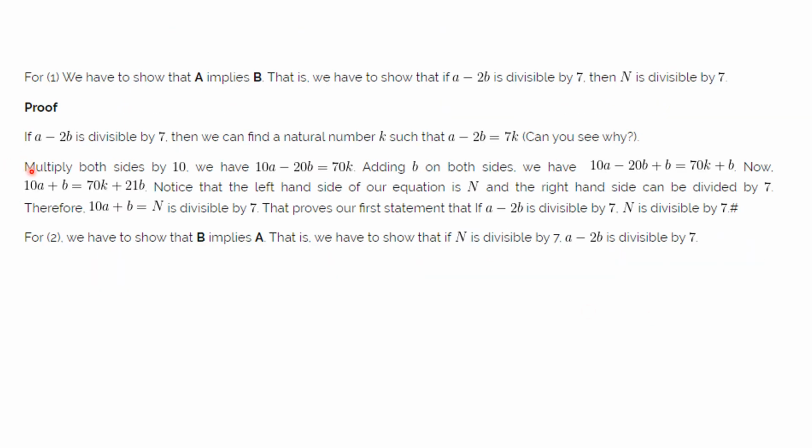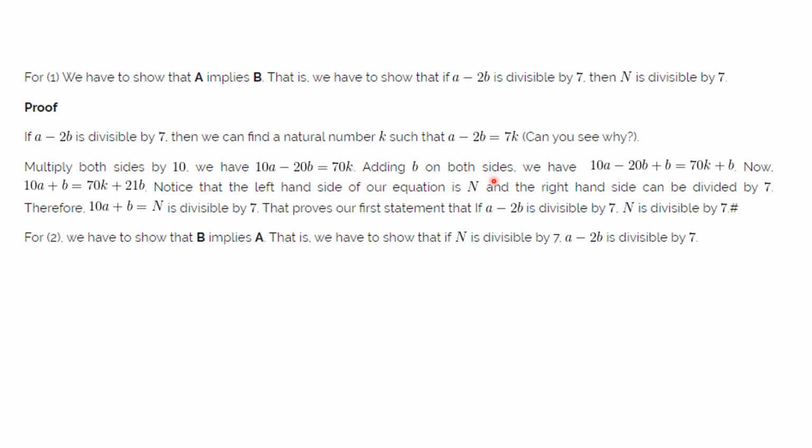Okay, so let's begin. Assume that A minus 2B is divisible by 7. Then we can find a natural number K such that A minus 2B is equal to 7 times K, because the divisibility says there is no remainder. When you divide by 7, the remainder is 0, so it's 7 times K. Now we can take this expression and multiply both sides by 10. That gives us 10A minus 20B is equal to 70K.